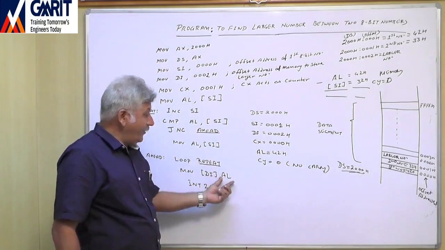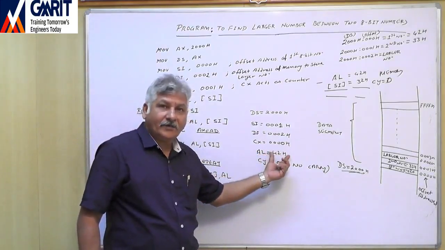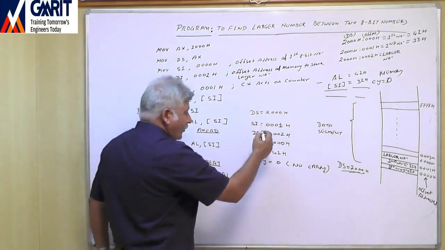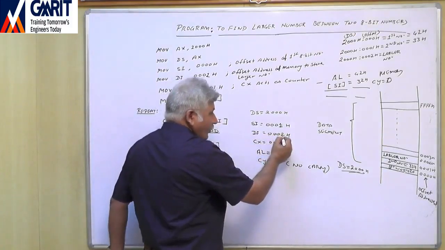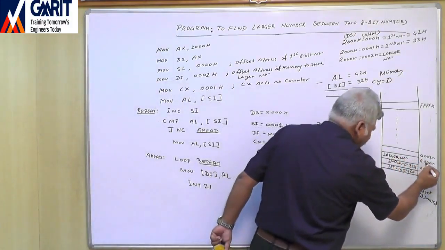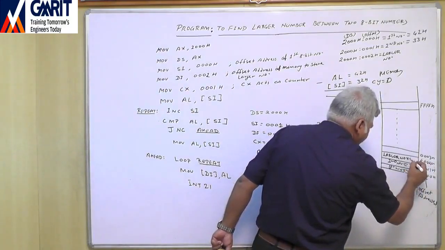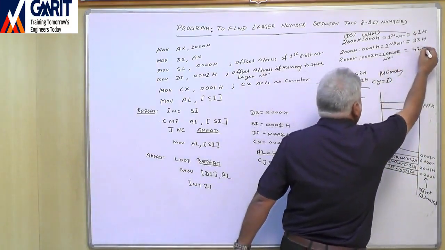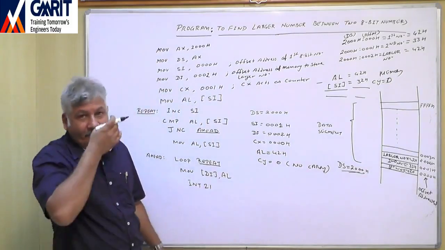So what is there in AL? In AL we have 42, which is the larger number, right? So this 42 will be stored in the memory whose offset is in DI. At DI we have 0002. So at this offset 0002, the result 42H will be stored. In this way we find the larger number.